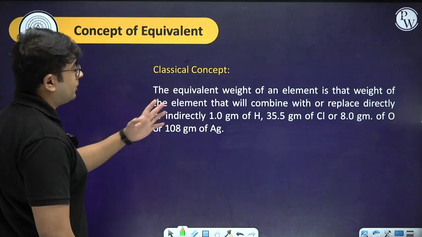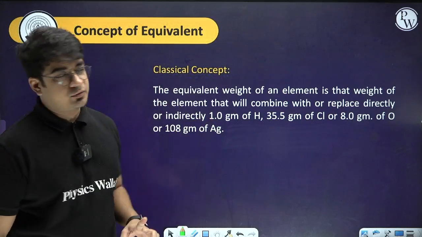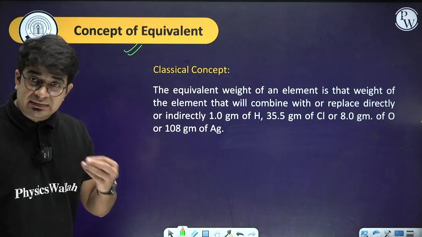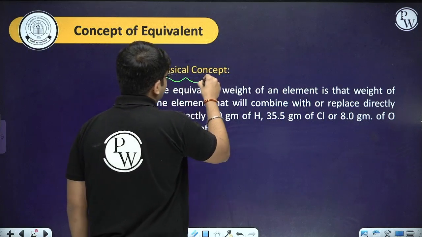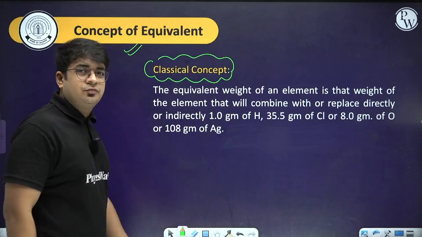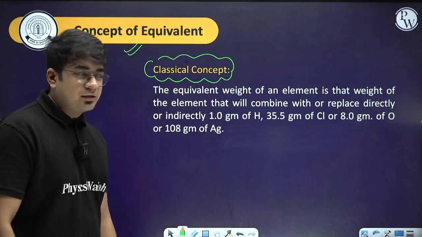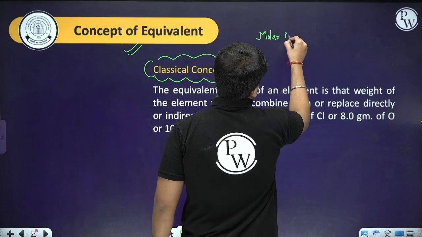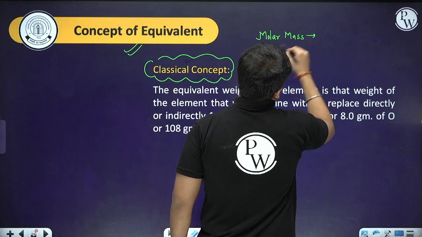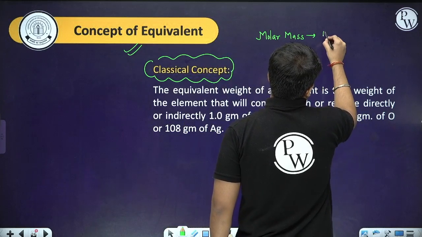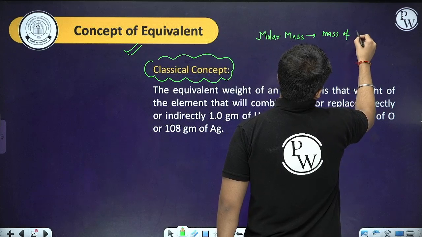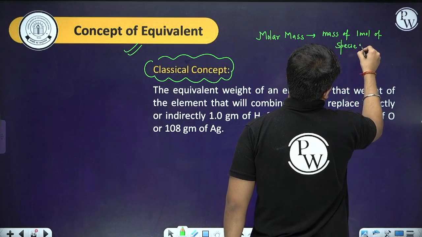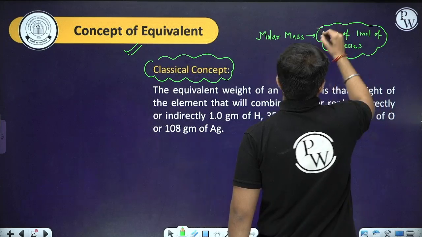Okay, for that part we have to understand the concept of equivalence. What happens if I talk about the classical method? The classical concept of equivalence was very lame. If I talk about the concept of molar mass, molar mass is basically the mass of 1 mole of a species, any type of species. That is the basic definition of a molar mass.